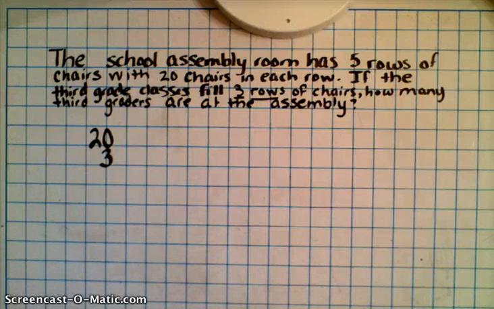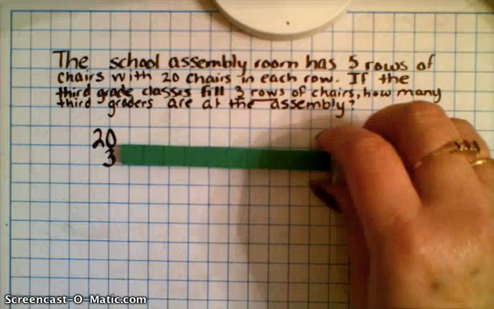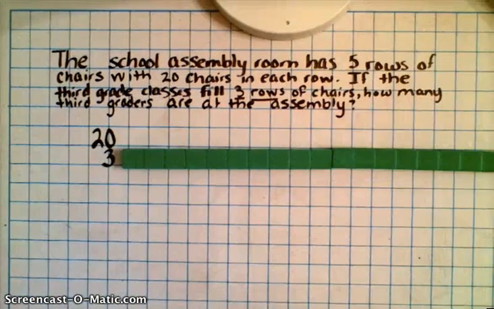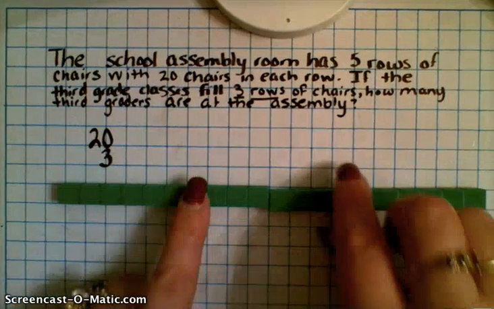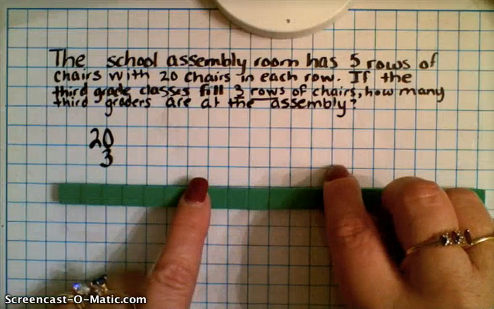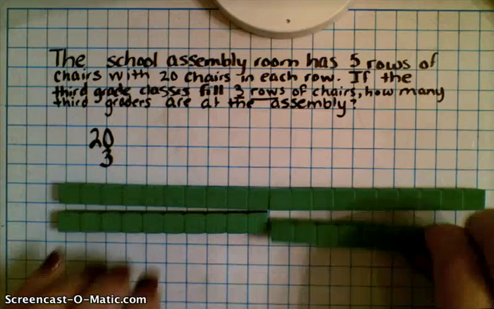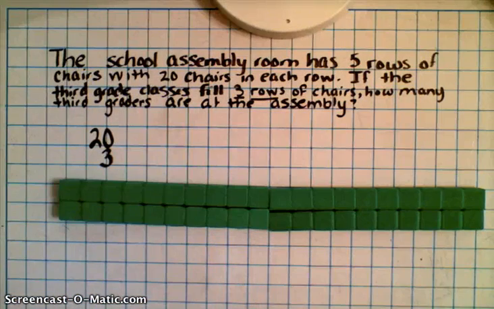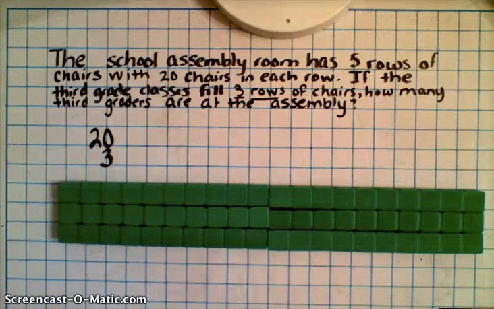Okay? So if you think back to earlier in the year, we learned about how a rod represents 10. So there's 10. And if I put another rod down, that equals 20. And I'm going to move them over so that they fit in the screen. So here's 10 and 20. There's one row. Here's another 10 and 20. That's 2 rows. And here's our third 20, 3 rows of 20.